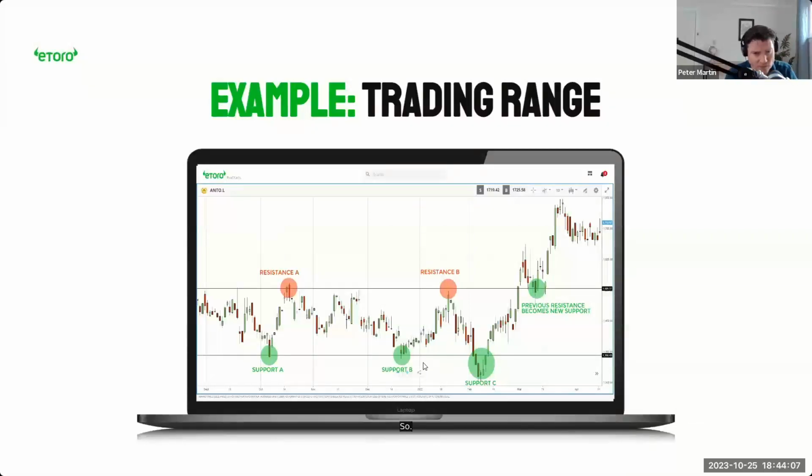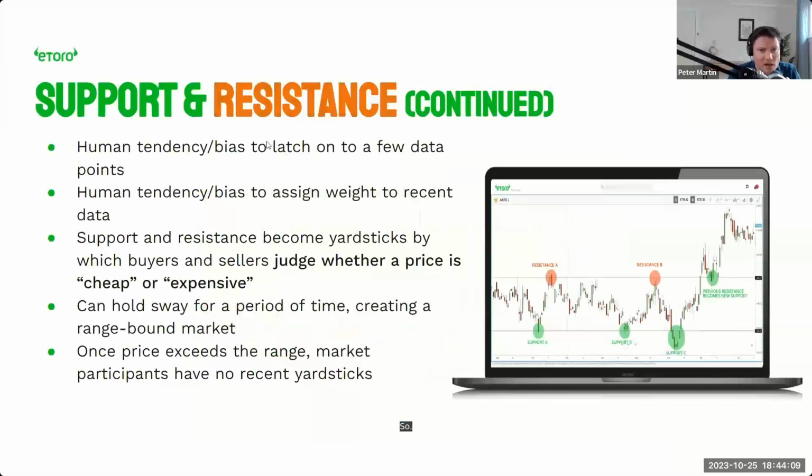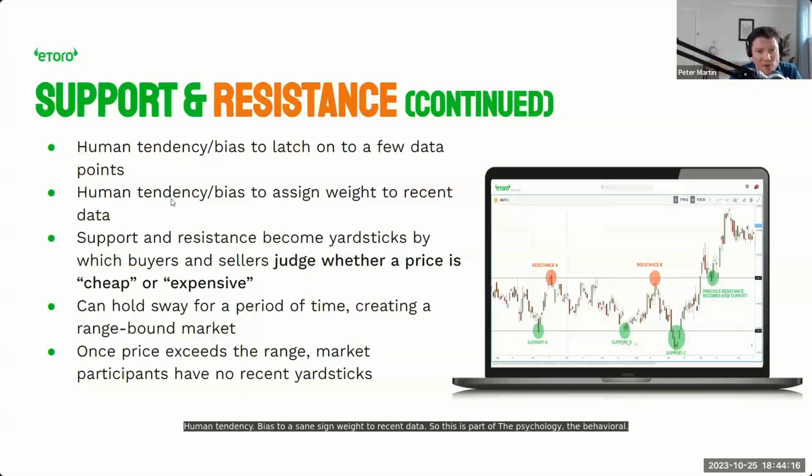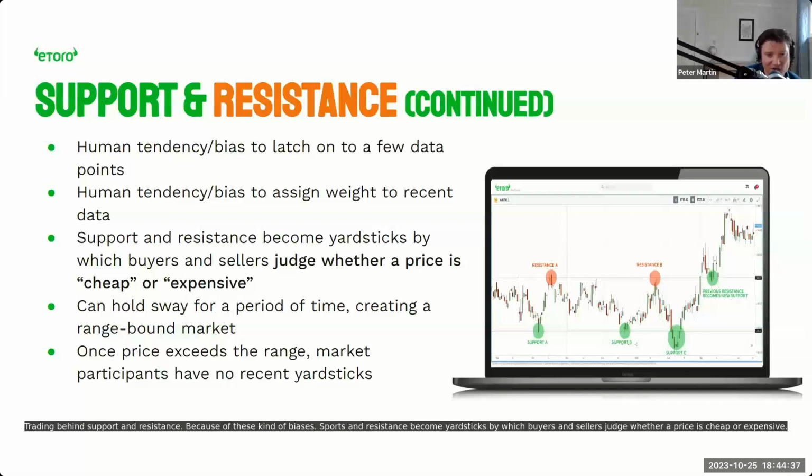As this slide says, it's human tendency or bias to latch onto a few data points, and human tendency or bias to assign weight to recent data. So this is part of the psychology, the behavioral trading behind support and resistance. Because of these biases, support and resistance become yardsticks by which buyers and sellers judge whether a price is cheap or expensive.